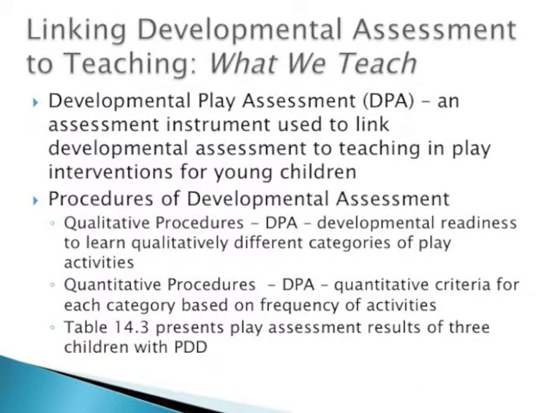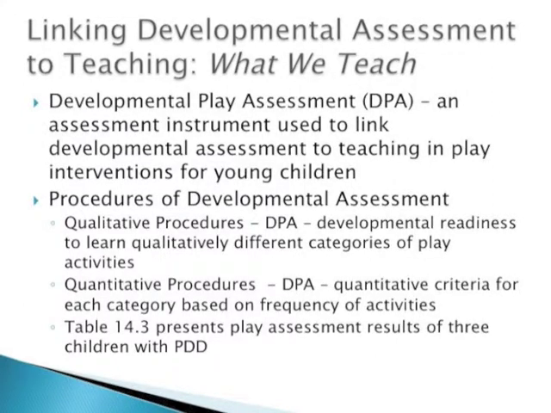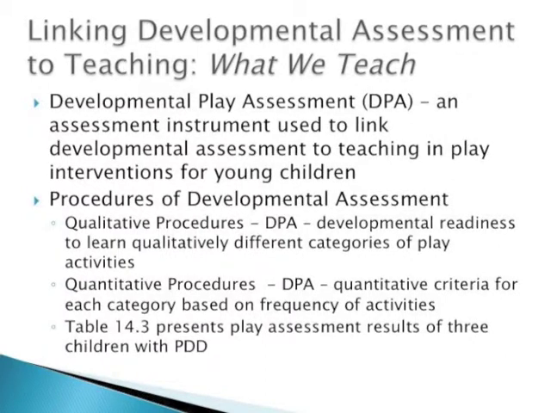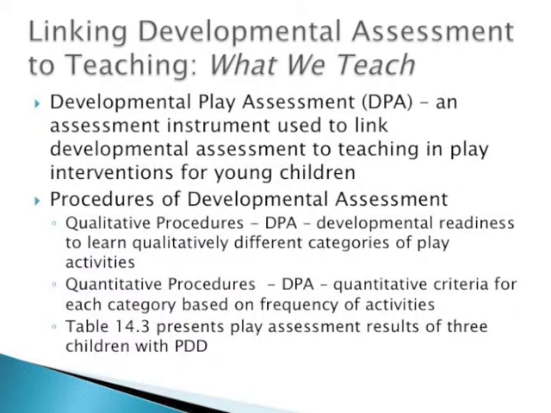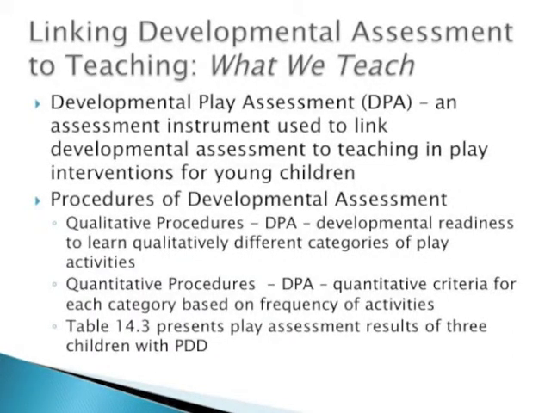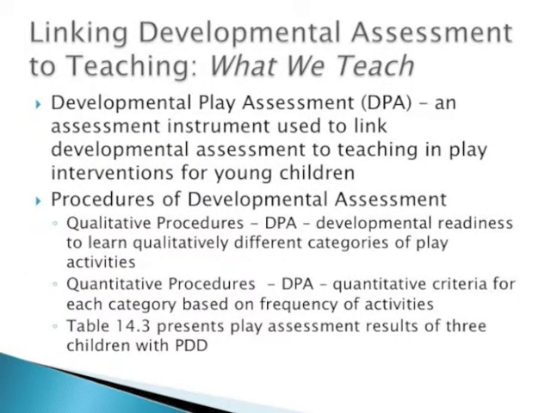And then also part of the developmental assessment is the quantitative procedures. So it looks at criteria for each category based on the frequency of activities. So there are 3 different scores you can get. There's mastery, which requires a minimum frequency of 10 activities. And then there's emergence or absence, and these require fewer frequencies of activities.